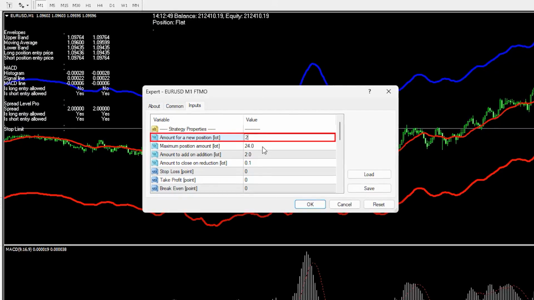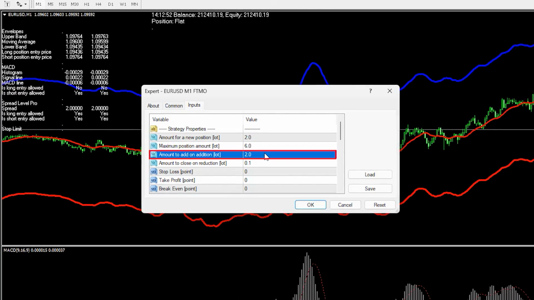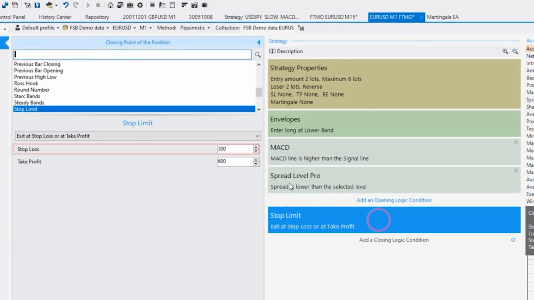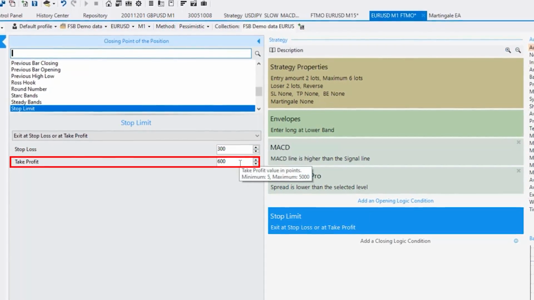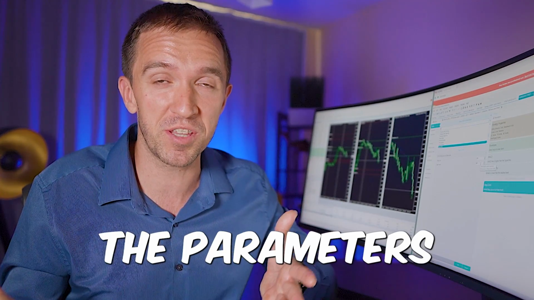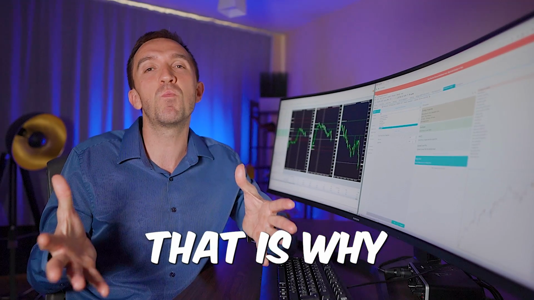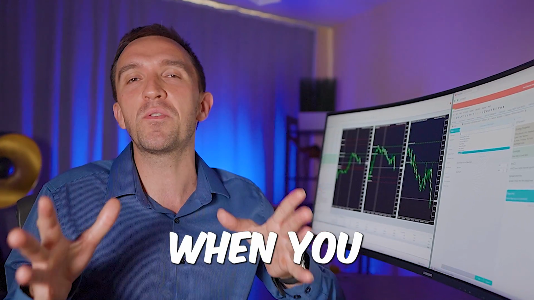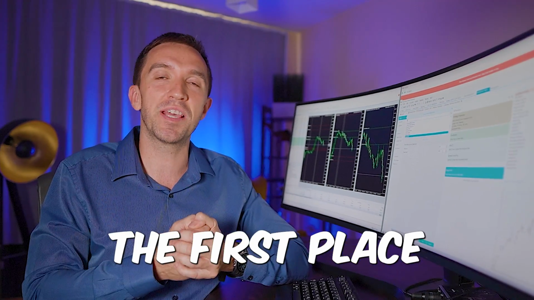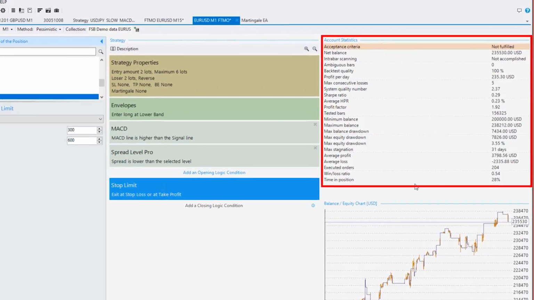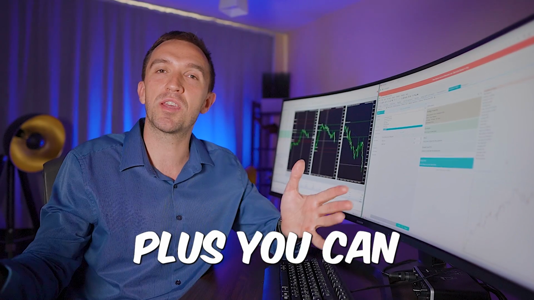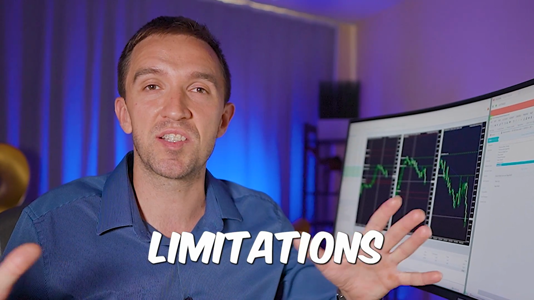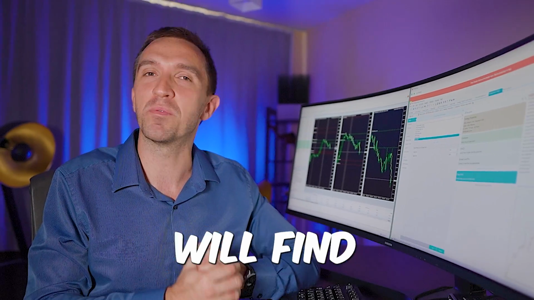I will export the expert advisor with the default settings, and I will leave it up to you to decide how much you want to be trading according to the stop loss and the take profit. Of course, you can change any of the parameters of the expert advisor. That is why I decided to share the strategy behind the robot, which is vital when you are doing algorithmic trading in the first place, so we can have a realistic expectation of the performance. Plus, you can use this EA on multiple accounts. There are no limitations or restrictions, and I hope you will find it useful.